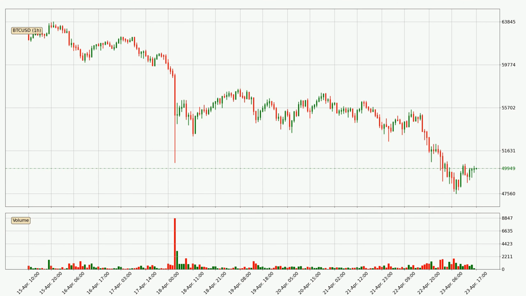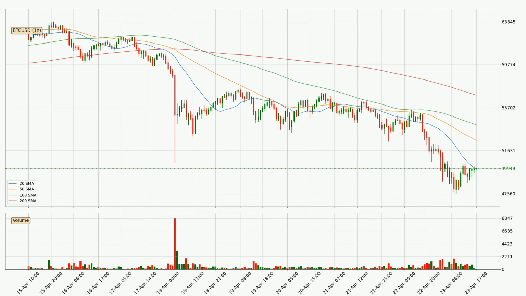Looking at the hourly time frame for Bitcoin, the price rapidly went down with around 6.6% in the last 24 hours, with a current price of 49,949. The volume was also high, showing that this move was strong and the sellers are taking over.